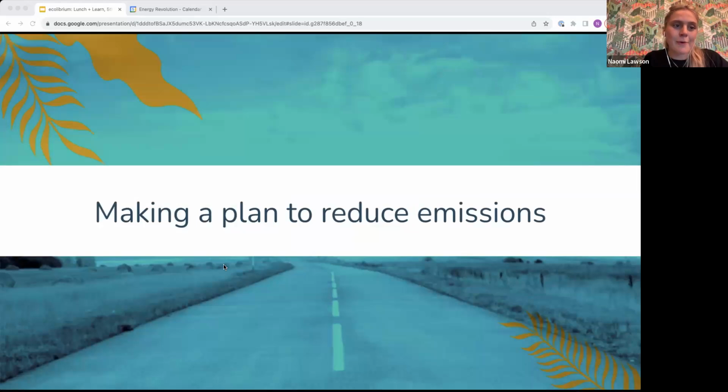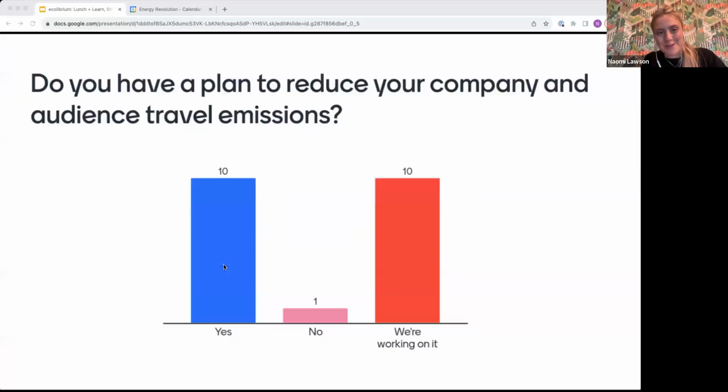So then the next step obviously is making a plan to reduce those emissions. And this was from the same poll, which really showed us that, whilst people do lack the time and feel that they may lack the knowledge to measure and reduce their emissions, they have a plan, or they're at least working on it, which is really reassuring to see. And it's such an important step, obviously, and something that we really want to help our members more and more with, because one of our biggest tips is just getting started with a plan.